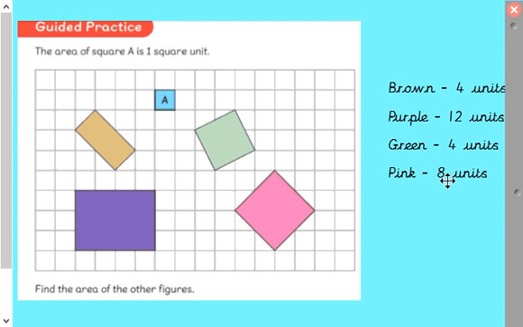Okay, so the brown rectangle here is 4 units, 4 square units. The purple one is nice and simple. It's 1, 2, 3, 4 times 3 is 12. The green one here would be 4 units. And the pink one here would be 8 units.